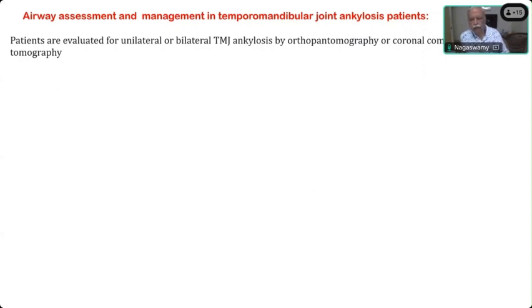Have you anesthetized any patient with TMJ problem? You are a post-BA student, isn't it? Sir. Have you seen a case of TMJ being operated? Yes, sir. So how will you identify by clinical examination whether it is an involvement of one TM joint or both the TM joints, unilateral or bilateral?